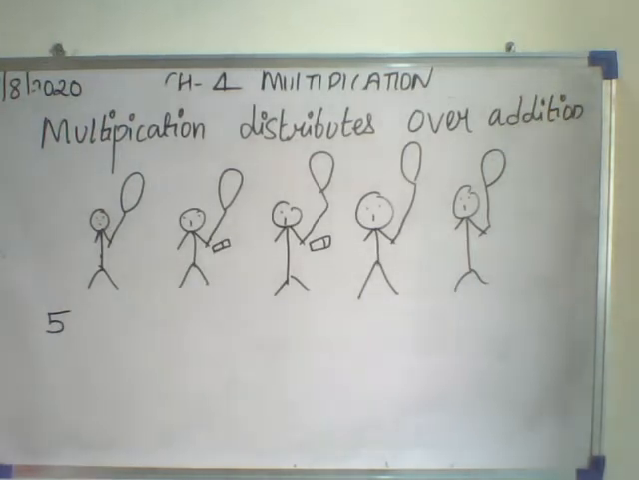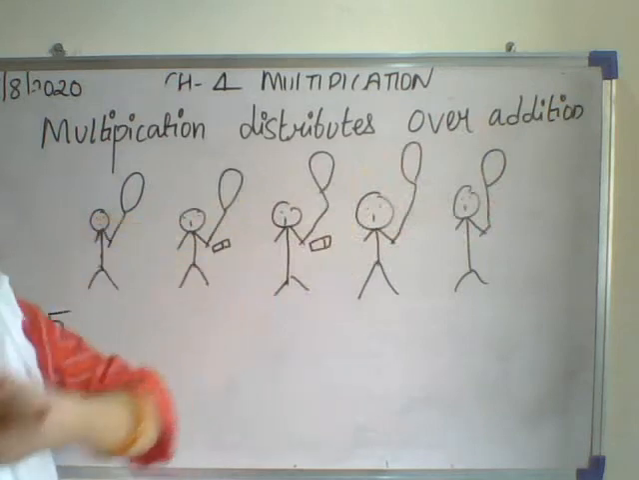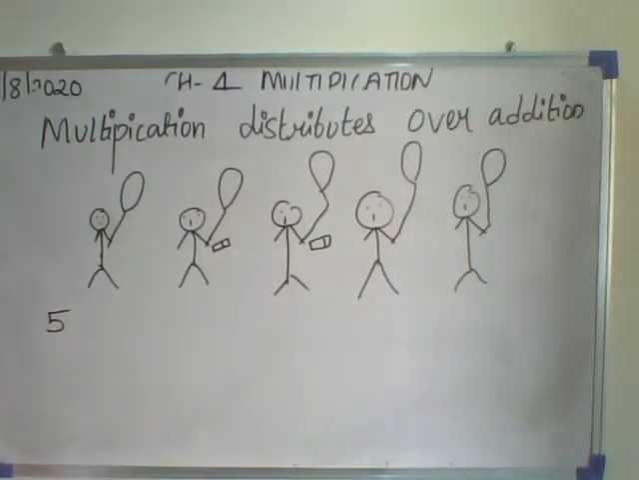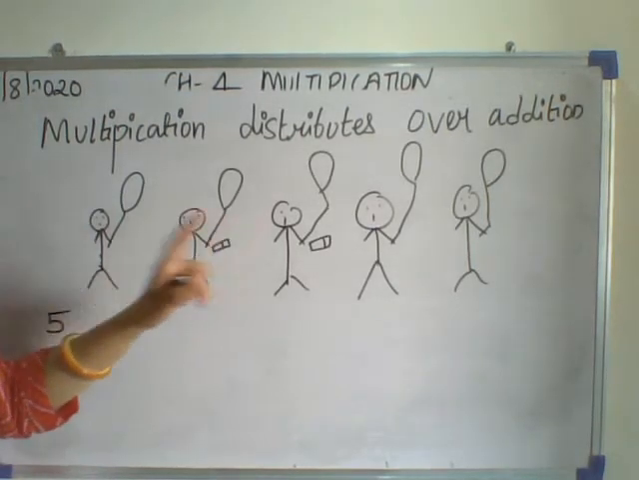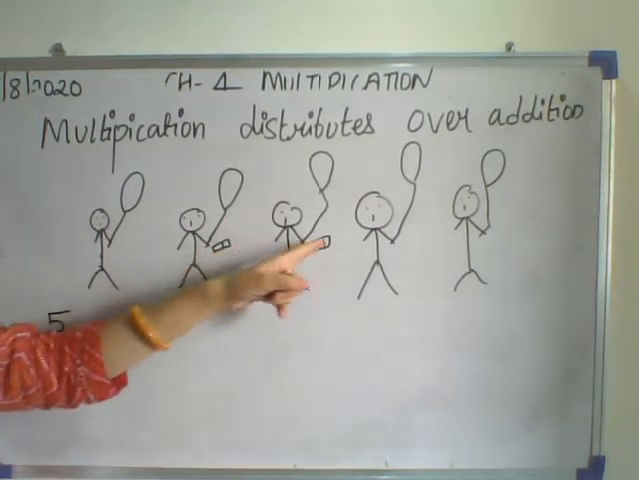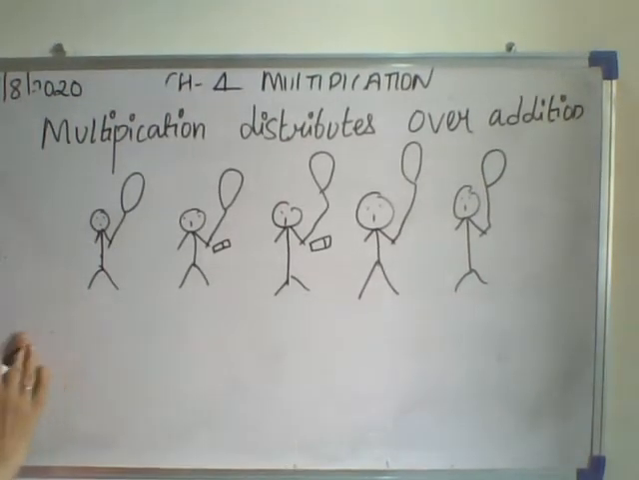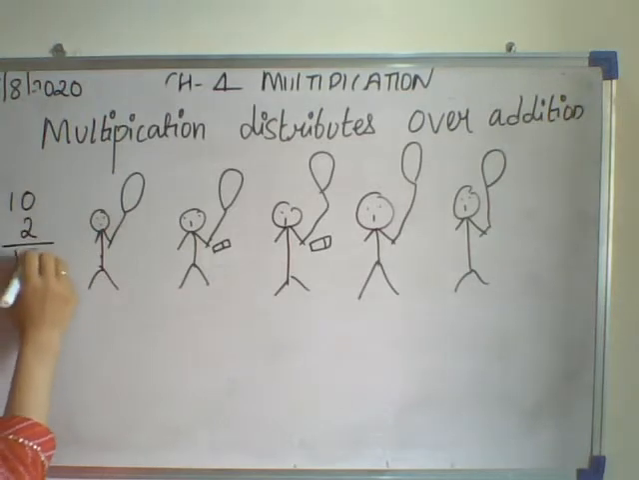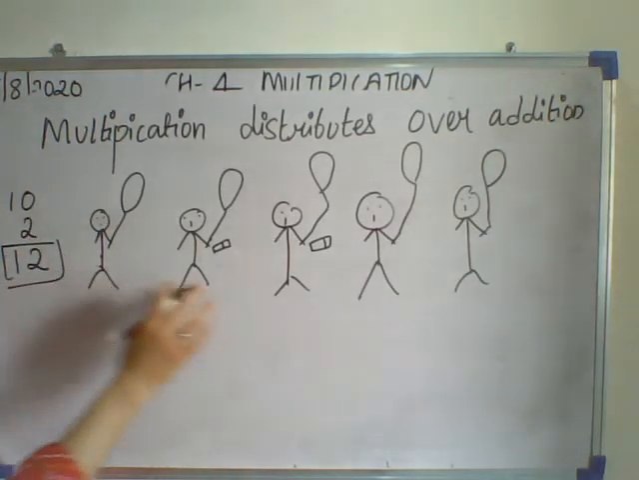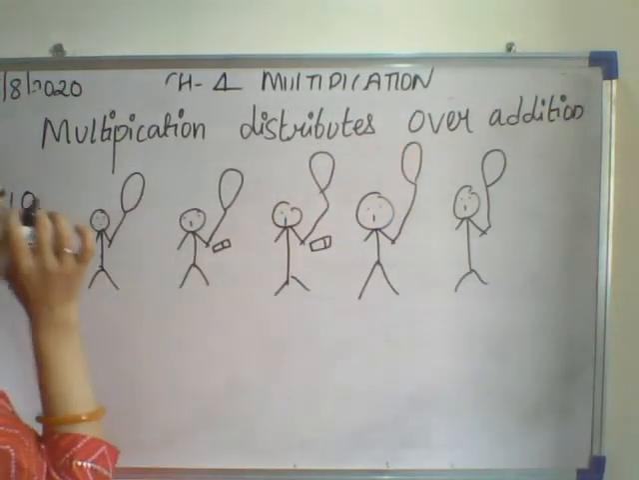Now the balloon's cost was rupees 10, and the pen costs rupees 2. How much money did they spend altogether? So this boy buys a balloon of rupees 10 and a pen of rupees 2. So 12 rupees they spend. This boy spends rupees 12, for buying a balloon and a pen.